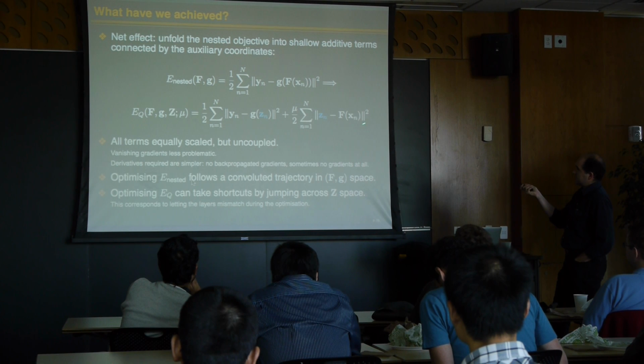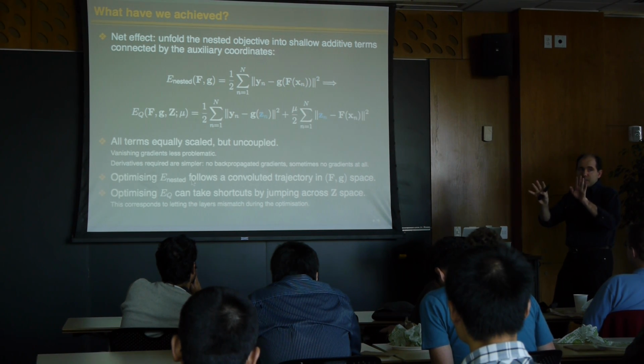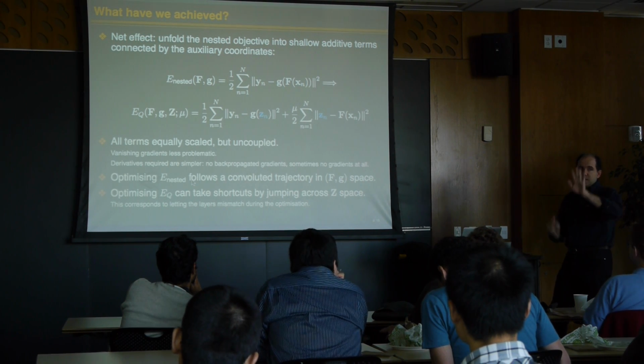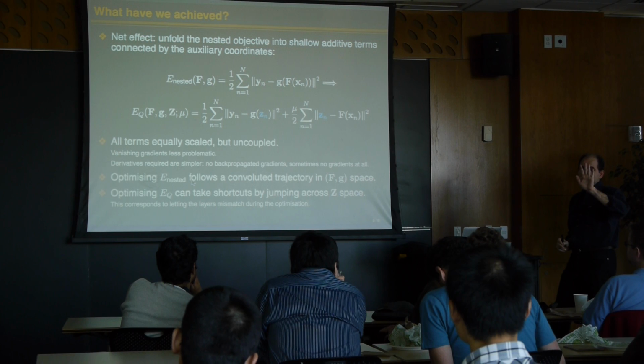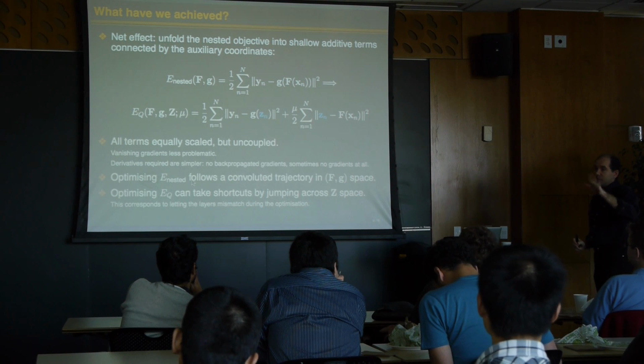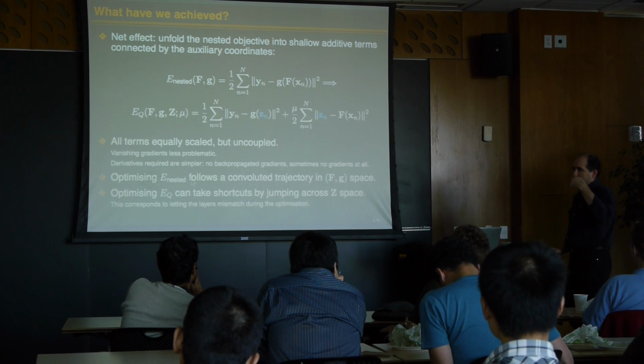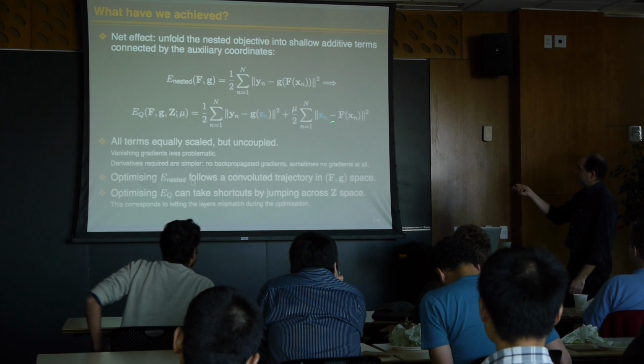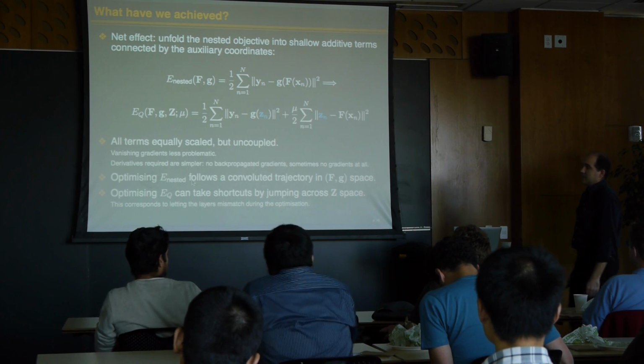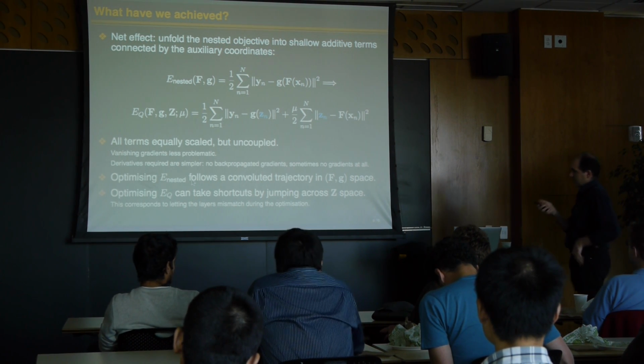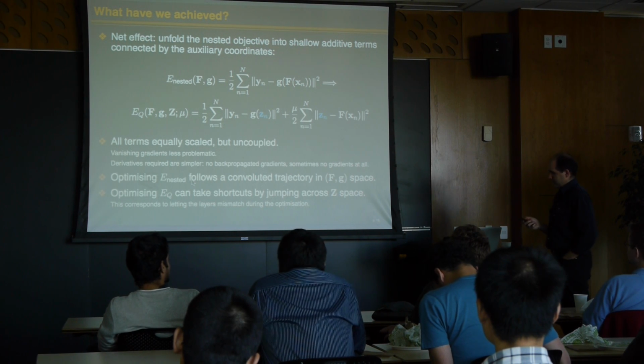And violating these constraints means that these two functions are mismatched. They are mismatched during the optimization because the output of the first layer does not match the input that the second layer expects, but that's okay. It's okay during the optimization. Upon convergence, of course, you want this to be satisfied, and it will be, but it doesn't have to be satisfied all the time, and there are computational gains there.